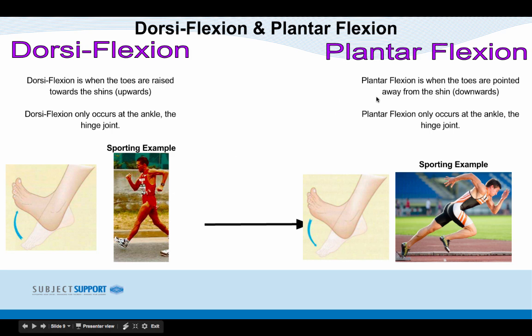Plantar flexion is when the toes are pointed away from the shin downwards, and plantar flexion only occurs at the ankle, the hinge joint. This is the downward phase of moving your foot. So if you lift your foot up, on the way back down you are plantar flexing it. A sporting example of this would be the athlete here as they're pushing away from the blocks. You can see that his left leg is plantar flexed and his front leg, his right leg, is dorsiflexed because it's moving up towards his shin and his back foot is moving away from his shin.